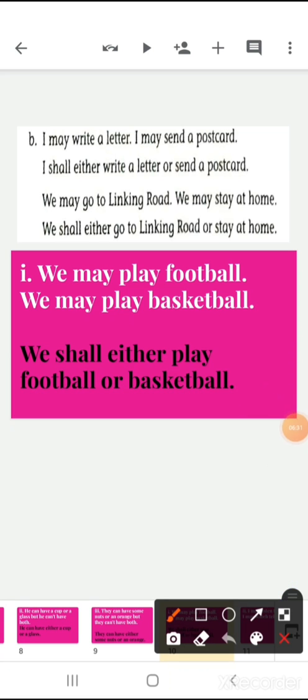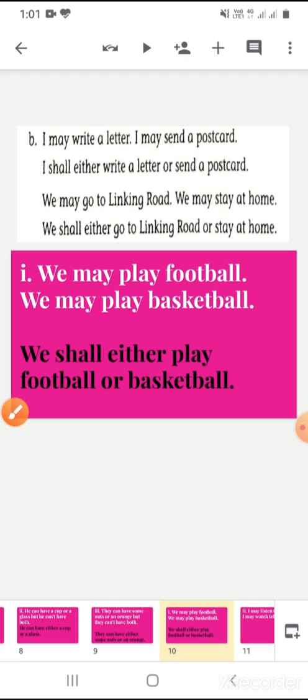See children, we may play football, we may play basketball. How we have to write? We shall either play football or basketball. Understood how we have to rewrite it? Now next.